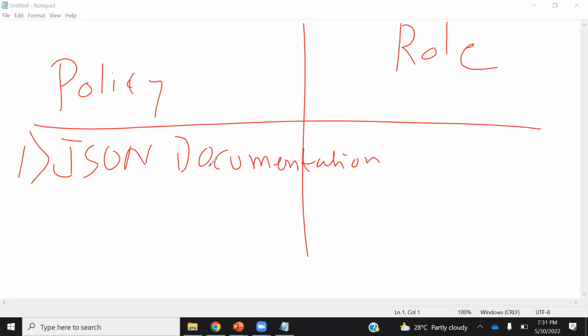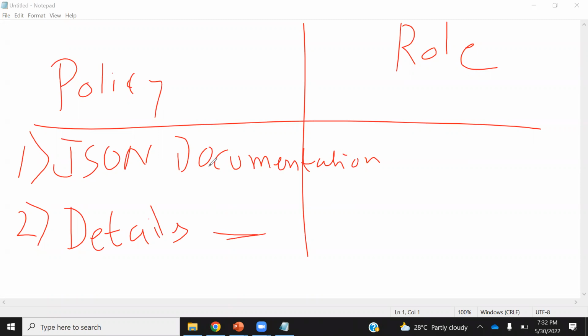Now, what will this JSON documentation contain? So JSON documentation will contain who can access what. So when you say that I am giving you admin access, in admin access, what kind of access are you going to give? You will be telling it here. So it is the details. Admin access means what? S3 full access means what? So those kind of details will be put here in my policy.